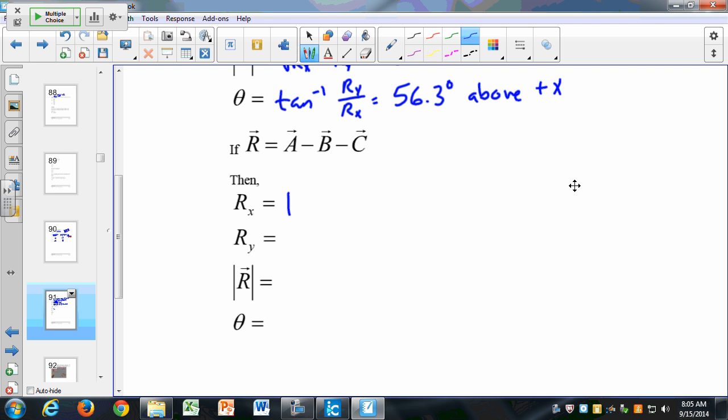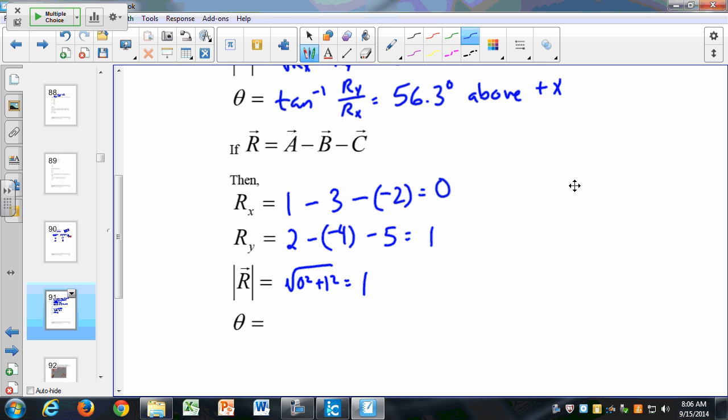We take ax minus bx, which was 3, minus cx, which was negative 2. And similarly here, we do 2 minus negative 4 minus 5. So a minus b minus c gives me 0 and 1. That's going to have a magnitude of just 1, the square root of 0 squared plus 1 squared. And then the angle, of course, is 90 degrees from the plus x.